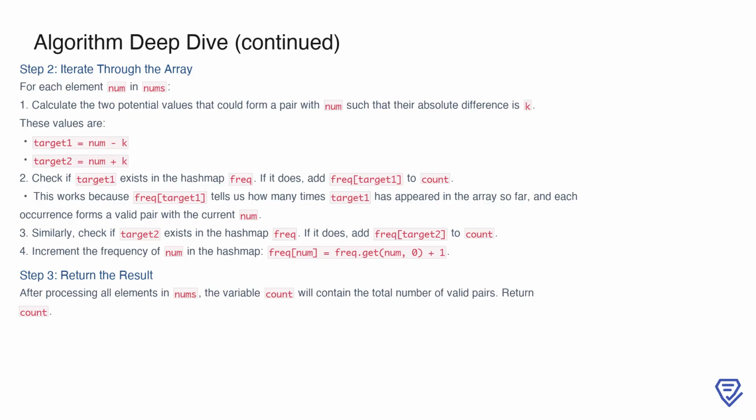If target 1 exists, it means we have previously seen this value in the array, and each occurrence of target 1 forms a valid pair with the current number. So, we add the frequency of target 1 to our count. Similarly, if target 2 exists in the hash map, we add its frequency to the count as well. Finally, we update the frequency of the current number in the hash map by incrementing its count. This ensures that future numbers can correctly identify number as a potential target.